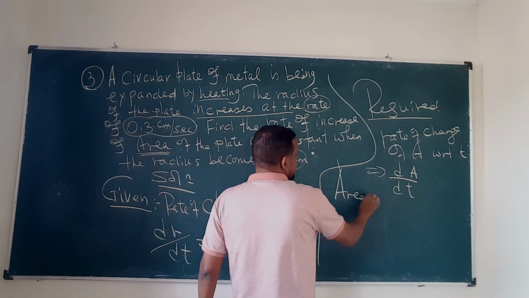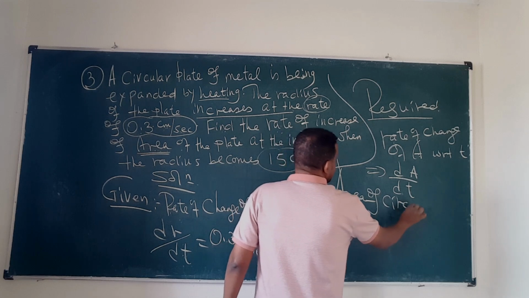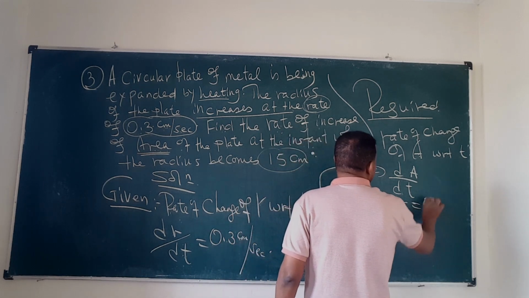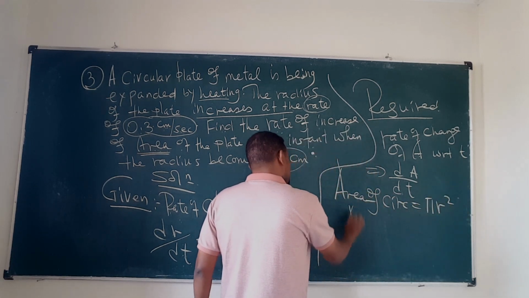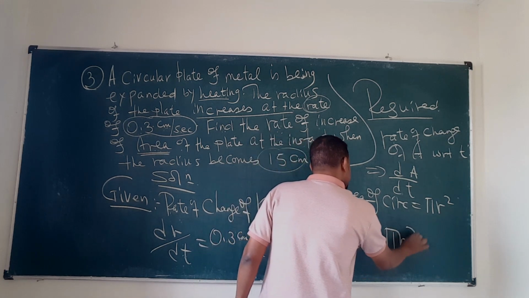You know that the area of a circle is given by what? Area of a circle is given by pi r square. So area is equal to pi r square.